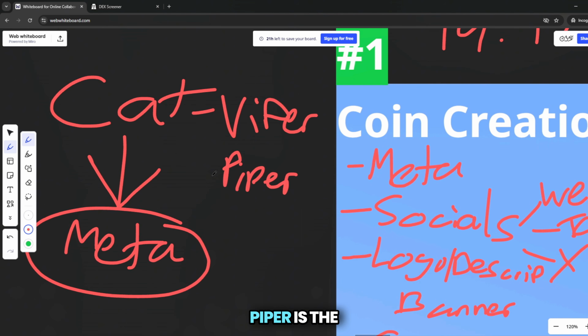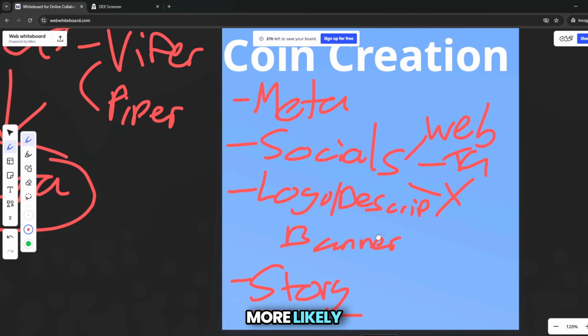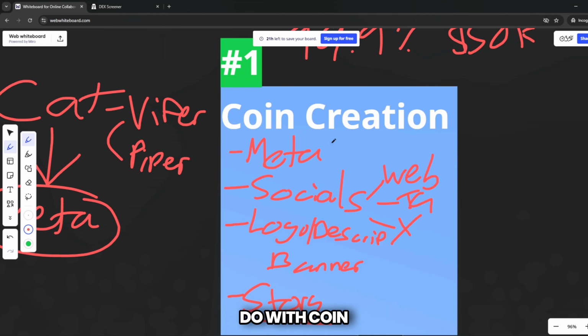And you can say that Piper is the son of Viper, or it's the daughter of Viper, or it's the mother of Viper. If it has a story, traders are more likely to buy it. So this is all you need to do with coin creation.